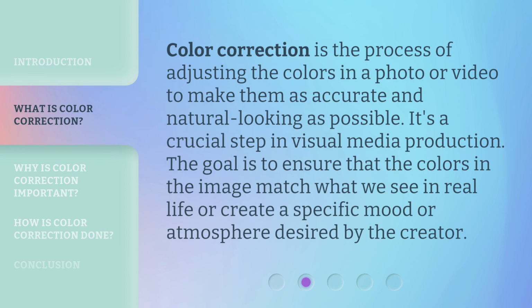Color correction is the process of adjusting the colors in a photo or video to make them as accurate and natural-looking as possible. It's a crucial step in visual media production. The goal is to ensure that the colors in the image match what we see in real life or create a specific mood or atmosphere desired by the creator.